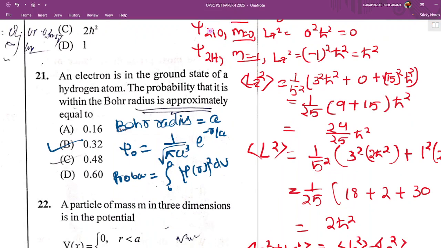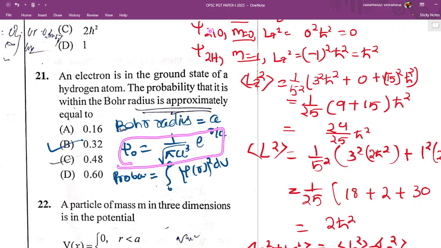Then the next one: an electron is in the ground state of a hydrogen atom. The probability that it is within the Bohr radius is approximately equal to what? We have to find out the probability. In order to do this question, you have to know the ground state wave function in the hydrogen atom.